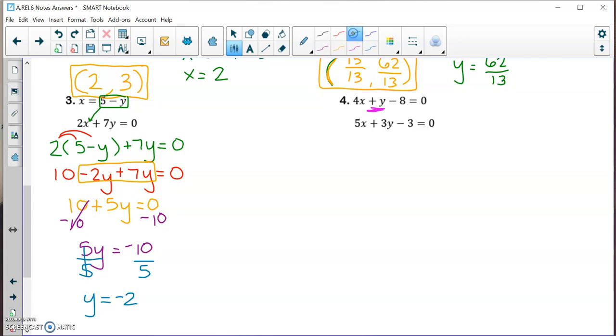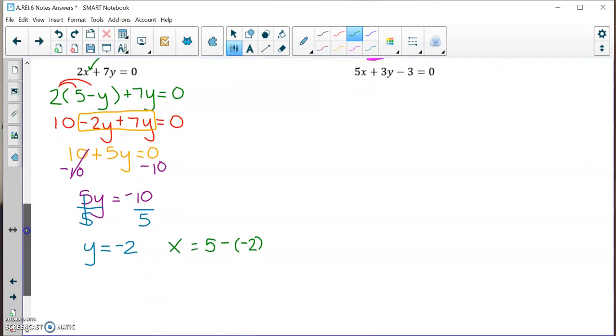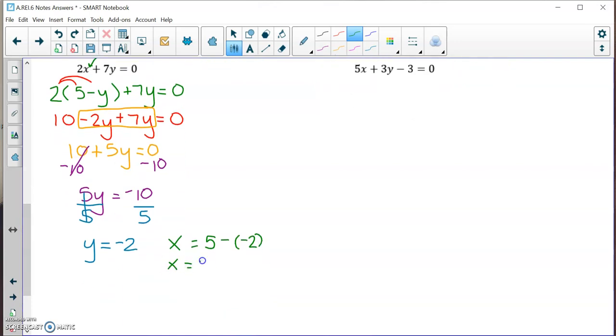Great. So I'm going to take that y value of negative 2, and I'm going to put it into the x is equal to 5 minus y to find my corresponding x value. So I have x is equal to 5 minus negative 2, which is really the same thing as 5 plus 2, so x comes out to be 7. I write my answer as an ordered pair. This is where the two lines would intersect on the graph. X value comes first, y value comes second. The two lines would intersect at the point 7, negative 2 on the graph.